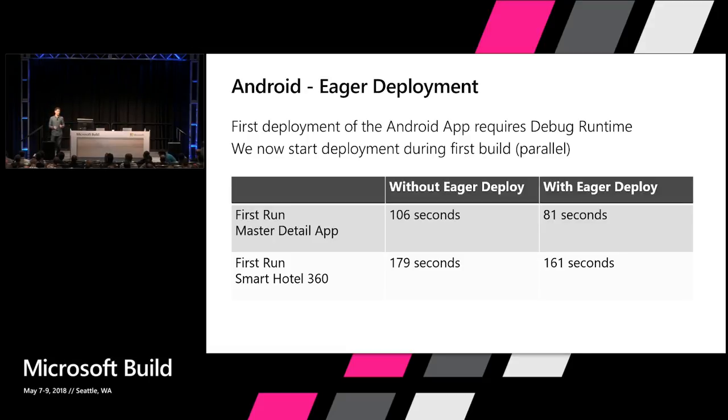So what that meant is that you had to wait for your build to finish before we started the deployment to the target device. Well, in retrospect, it's obvious, but we should start the deployment to the device and start the emulator as the build is beginning. So these are a couple of statistics. On a fresh machine with the Android emulator not turned on, the first run for a sample app goes from 106 seconds for the first deploy to 81. And the big, fat, smart hotel application goes from 179 seconds to 161. So not as noticeable for the big apps, but every second counts.